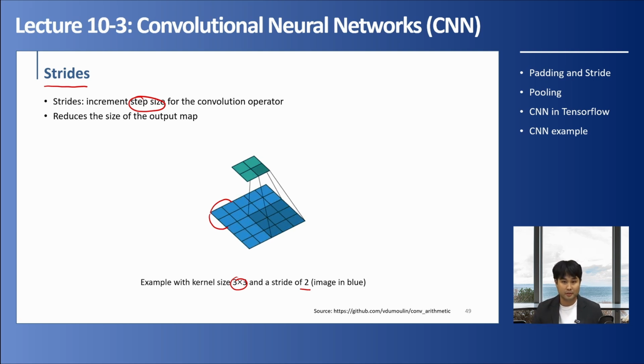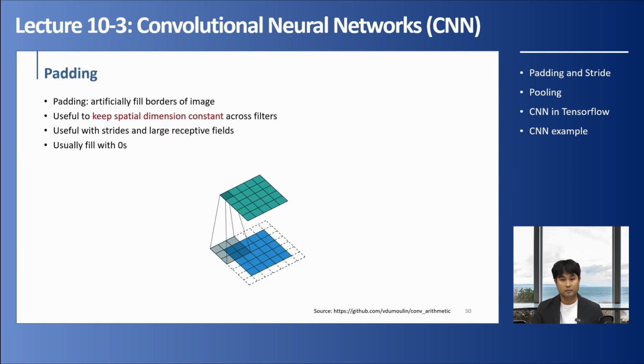And just like we've learned in our previous lectures, the output of this convolution operator has a size that is smaller than that of the original input. So depending on how we select the strides, we reduce the size of the output map. Now the question is, what if we want to preserve the size of the output map?